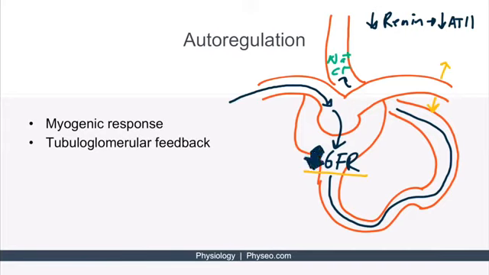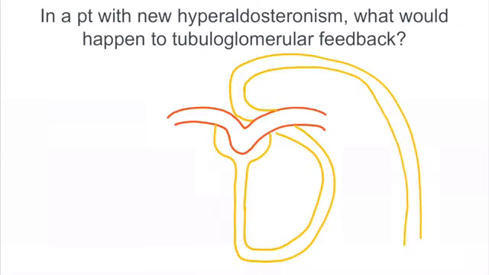So to summarize tubuloglomerular feedback, the increased GFR will increase the fluid flow through the macula densa in order to decrease renin and angiotensin II. Low angiotensin II will decrease GFR to a normal level. So let's do a practice question to apply this. So the question is, in a patient with new hyperaldosteronism, what would happen to the tubuloglomerular feedback?